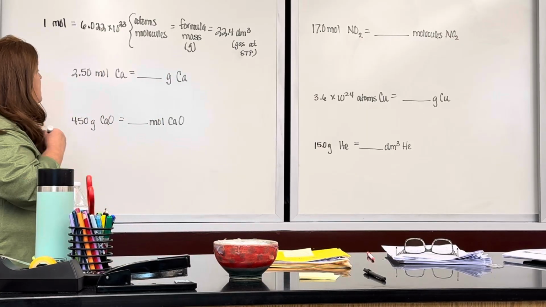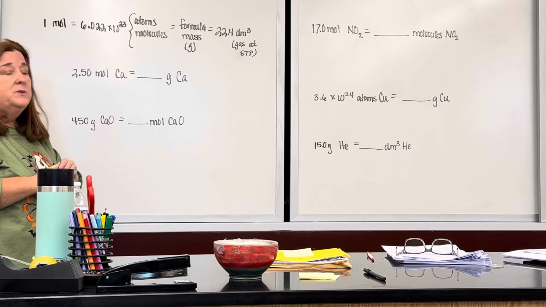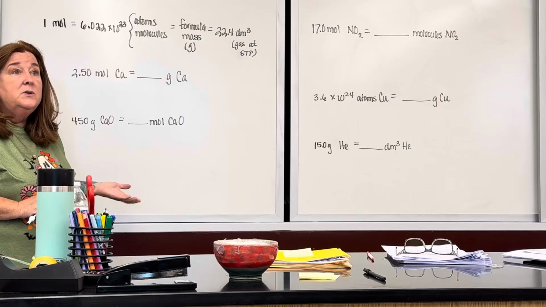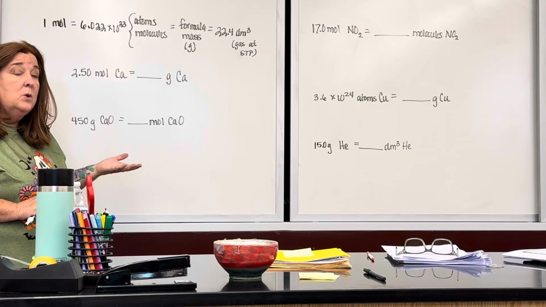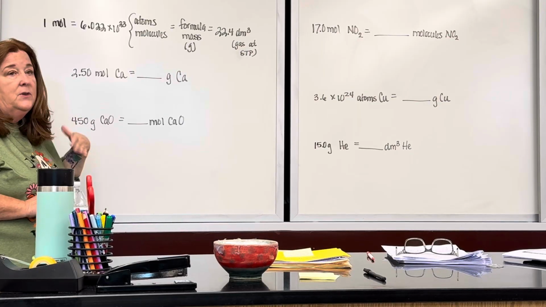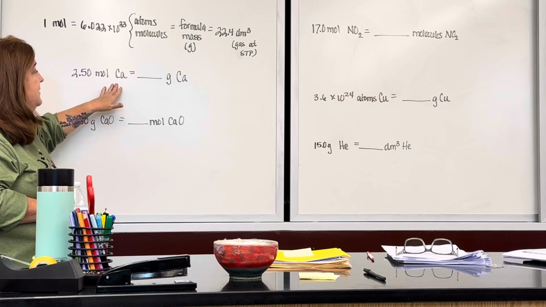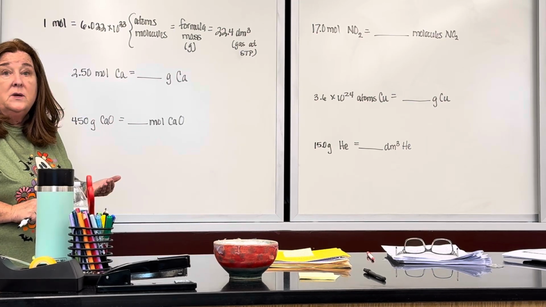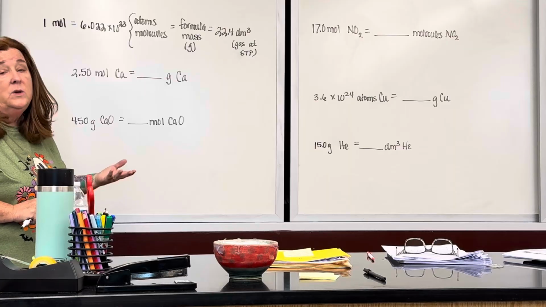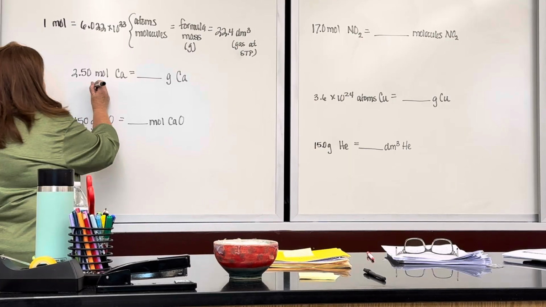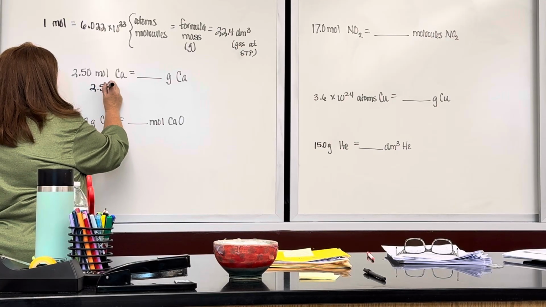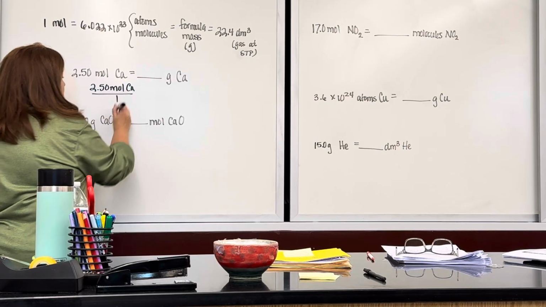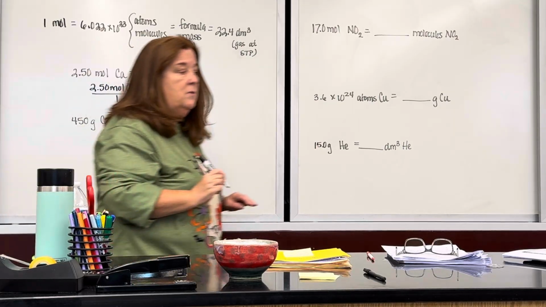So the first one says that we have 2.5 moles of calcium, and we want to know how many grams of calcium this is. This could also be worded as a sentence or a question, and it would say, if you have 2.5 moles of calcium, what is the mass of the calcium? Mass and grams go together. Mass is the quantity and grams is what you measure it in. So what you would do is take whatever's given and stick it over 1.